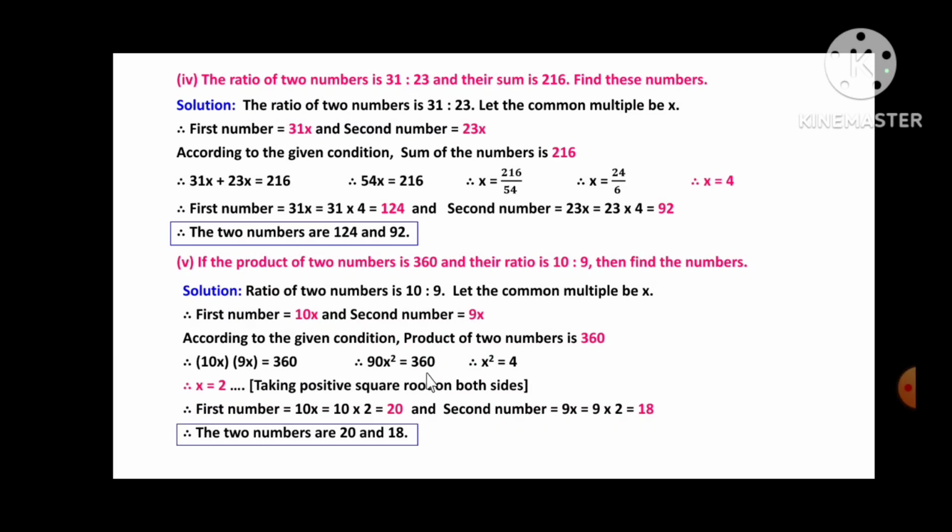X square is equal to 360 upon 90. Therefore, x square is equal to 4. Therefore, x is equal to 2. We can write taking square root on both sides, x square and 4. We will get x is equal to 2. The first number is 10x, that is 10 into 2 is 20, and the second number is 9x, 9 into 2, 18. The two numbers are 20 and 18.